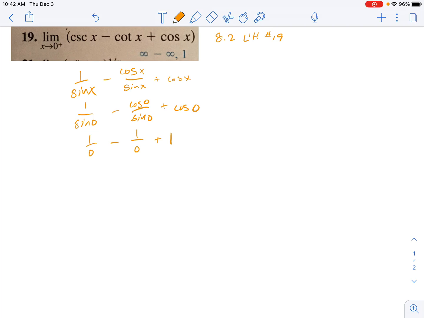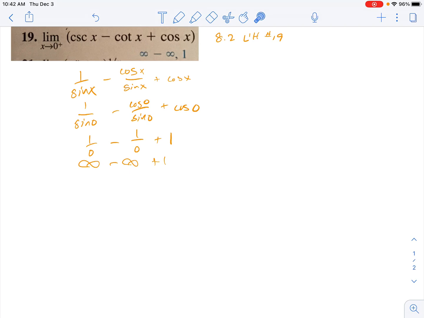And so really the key here is you get infinity minus infinity, and then the plus 1 doesn't really affect anything right now if you think about it. So how do we change this to a L'Hopital's rule?